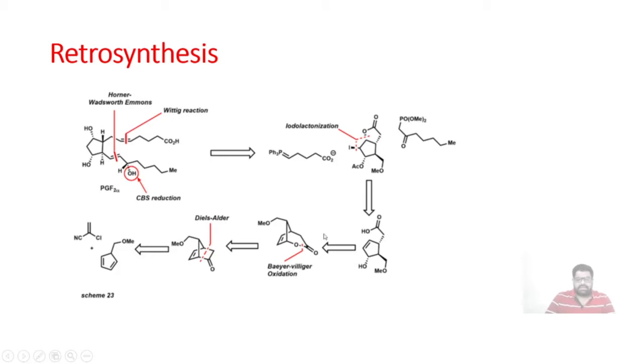So how can we get this kind of lactone? The lactone is obtained by the Baeyer-Villiger oxidation. As you know, if we do the Baeyer-Villiger oxidation on this type of ring system, oxygen will add in between the more substituted carbon and the carbonyl. So how do we get this bicyclic ring system? Simply by the Diels-Alder reaction of this type of cyclic diene and this kind of dienophile.